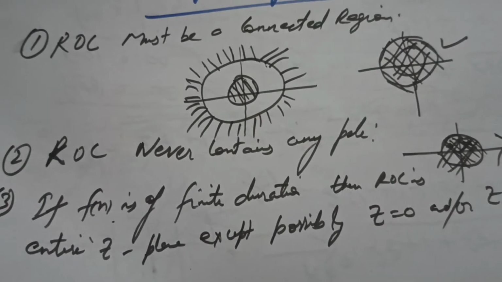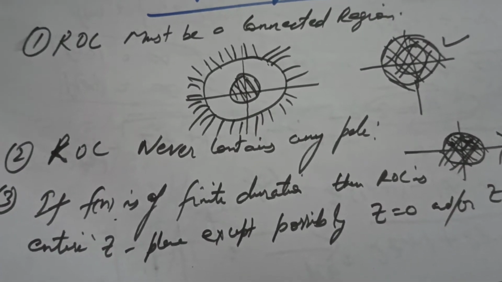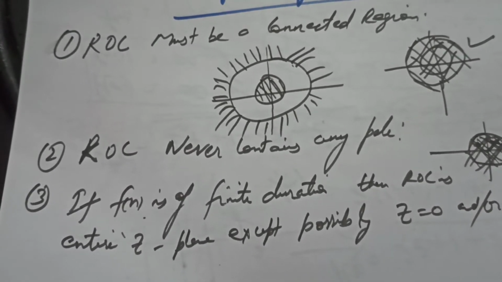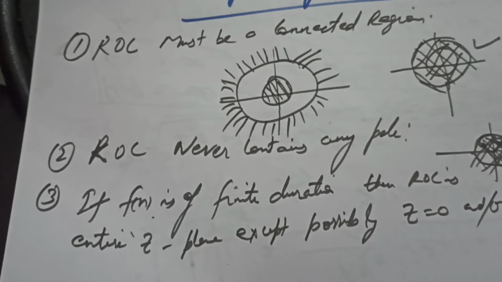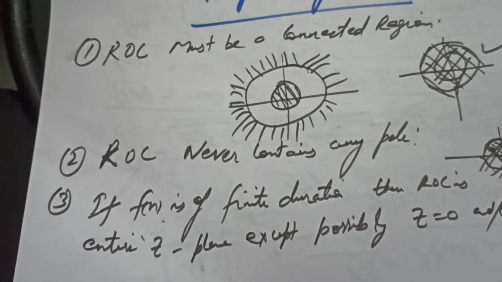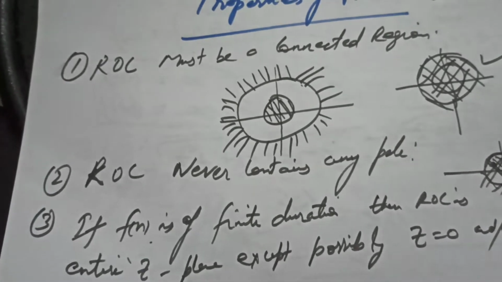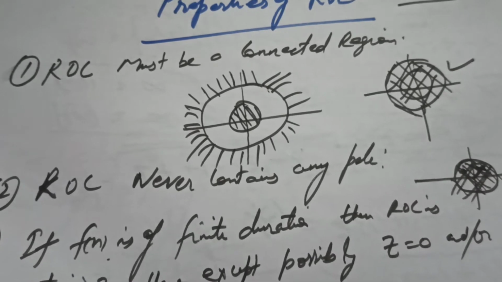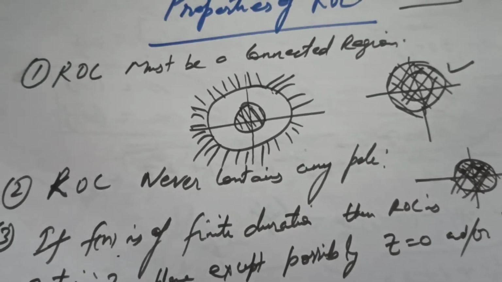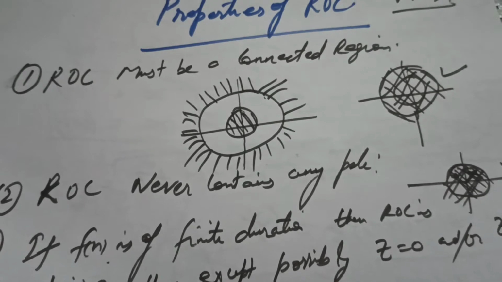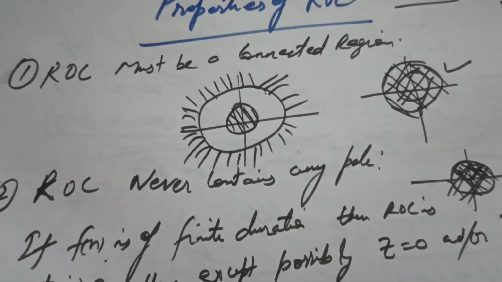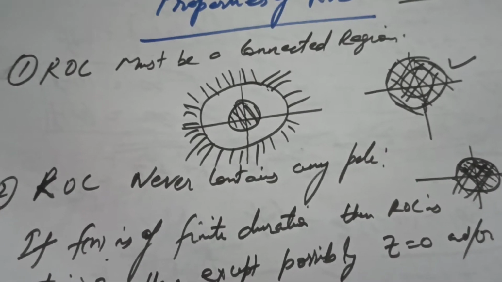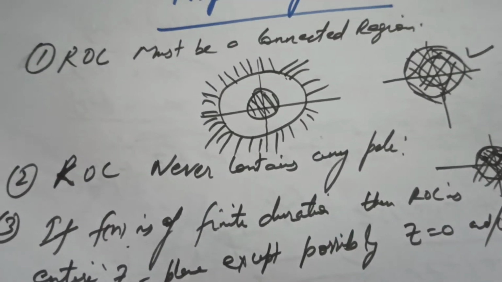So today we are going to understand what exactly an ROC is, what is its significance, and how it characterizes our system function. First of all, the first property of ROC is that we can easily identify an ROC. The identification of ROC is very important. How can we identify an ROC? That is, the ROC must be a connected region. Okay, it has to be a connected region.